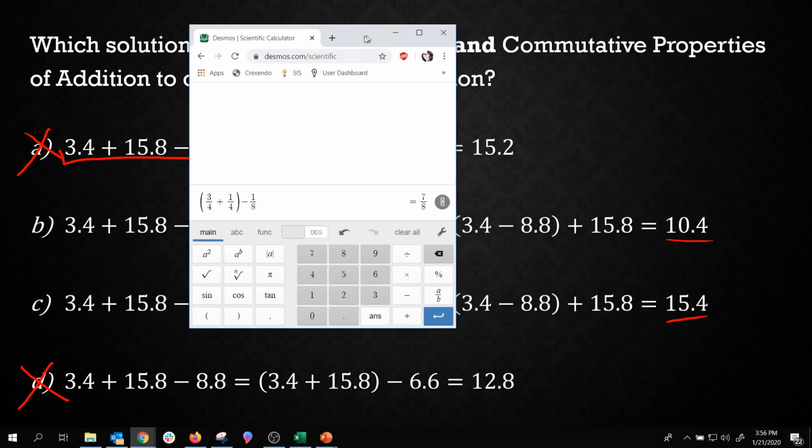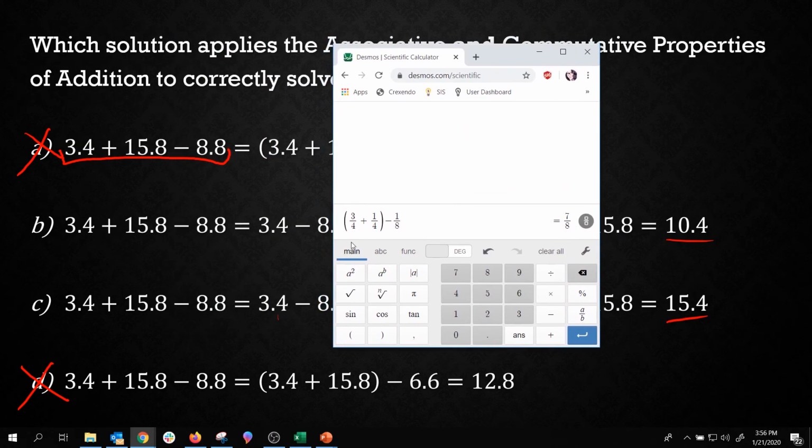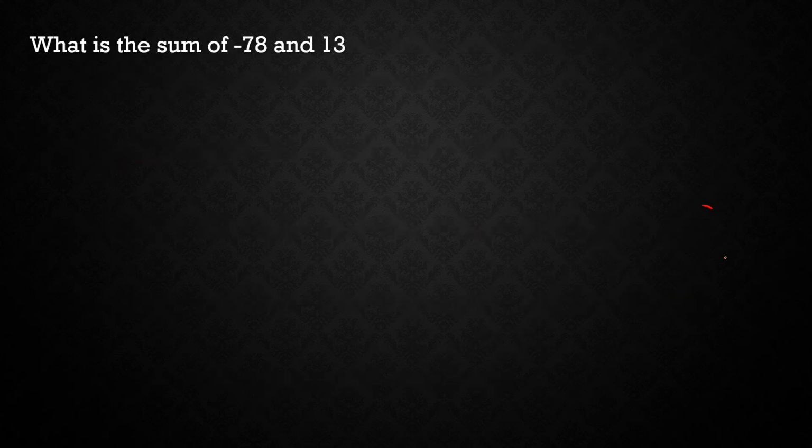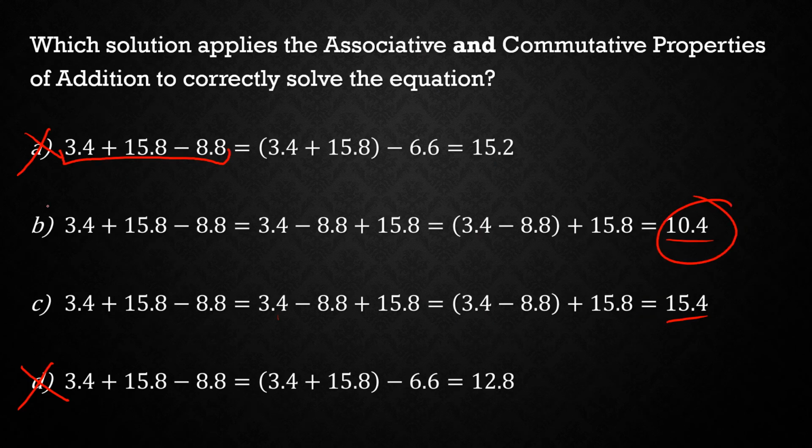So to figure out which one is true, I'm going to type my expression into a calculator. So I have 3.4 plus 15.8 minus 8.8. And it tells me that it is 10.4, which means I want to pick the answer that has 10.4, which would be B.